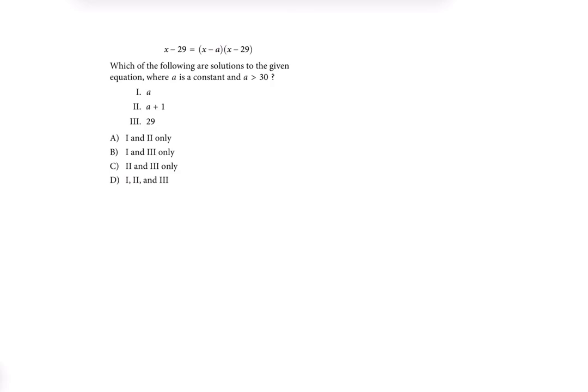So we're going to take a look at today's SAT question of the day. This one's a multiple choice question. It says, which of the following are solutions to the given equation where a is a constant and a is greater than 30? So there are a couple different ways you could do this problem.